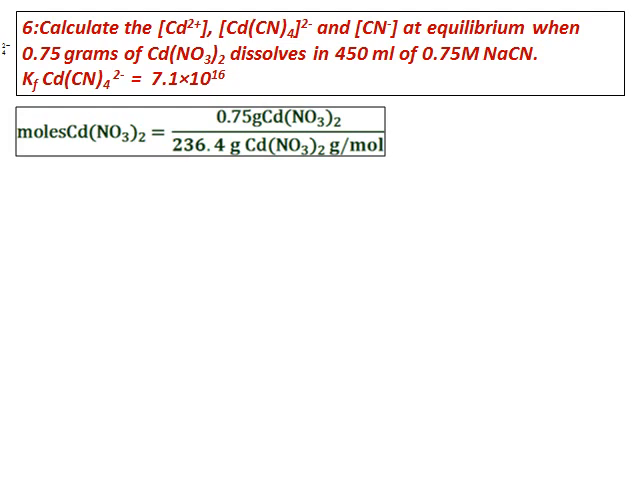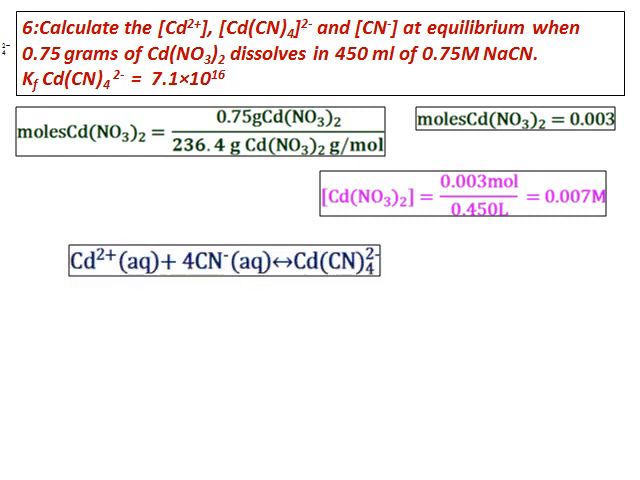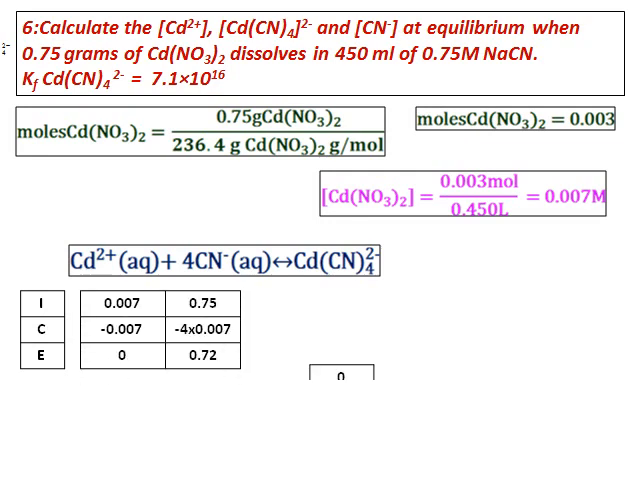So the first step we do is to get the concentration of cadmium nitrate. The mass is given, so the molar mass can be found out. Using the moles and the volume, the concentration of cadmium nitrate is found out. Then set up the formation of cadmium cyanide equation. In this case, the concentration of cadmium is what we calculated. And for the concentration of cyanide, we take the concentration of sodium cyanide, which is 0.75, and the complex concentration is 0. So when you set up the ICE table and get the change and the equilibrium concentration, we'll be able to calculate.